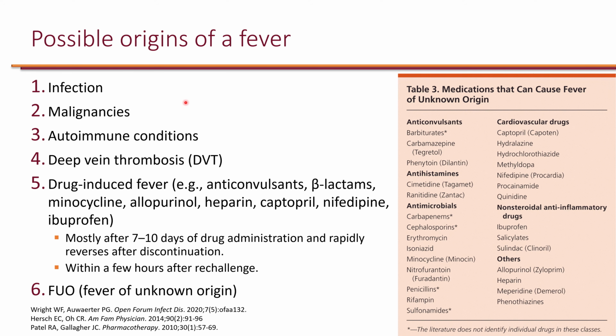Now, let's look at some possible origins of a fever. Of course, in this course, we are interested in infections as a cause of fever. But also keep in mind that other things can lead to fever, such as malignancies. So different types of cancer can lead to fever. Some autoimmune conditions can lead to fever. Even a DVT, deep vein thrombosis. Not in every patient, but occasionally some patients with a DVT can develop a fever because of that.